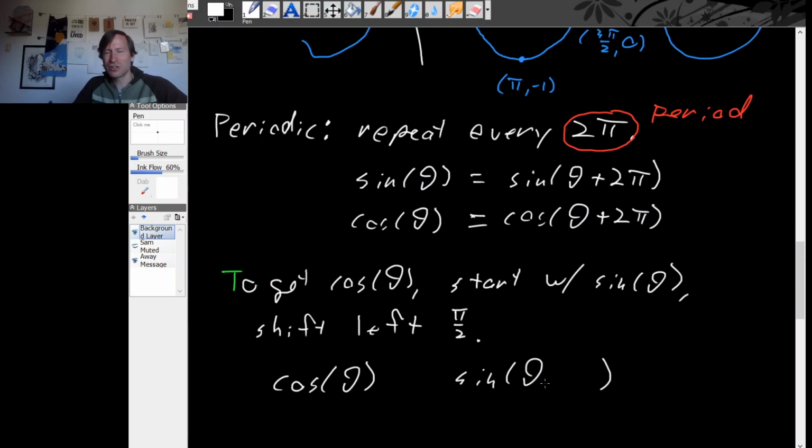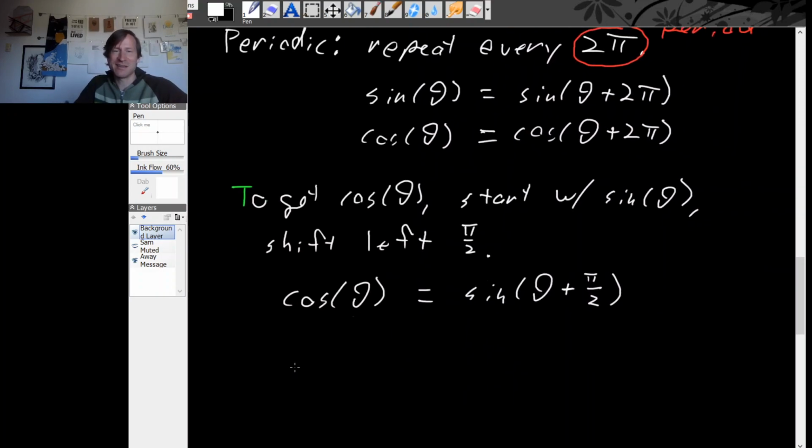And to shift a function to the left pi over 2, remember, inside the function, you just subtract the shift that you want. That's a shift right. To get a shift left, we need to add the shift that we want. There we go. So cosine is the same as sine, but shifted to the left pi over 2, like that. Or another way to say the same thing, if you wanted to start with cosine and get sine, you'd take cosine and shift it to the right pi over 2.